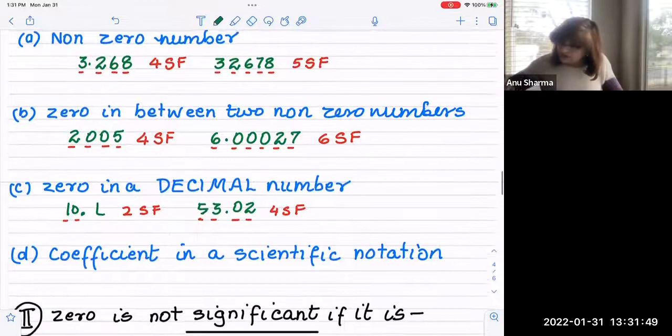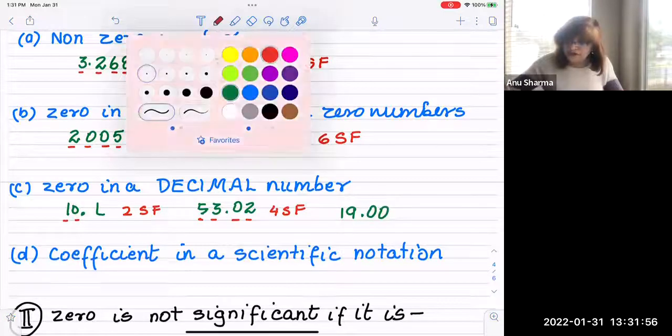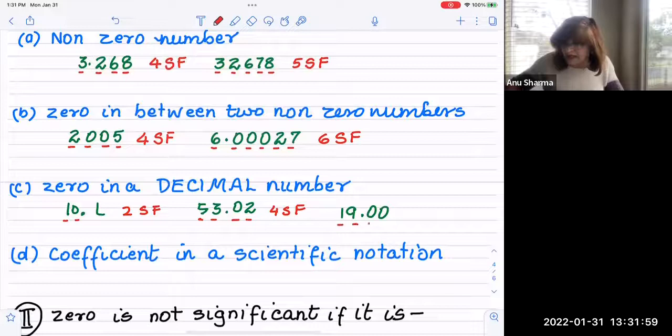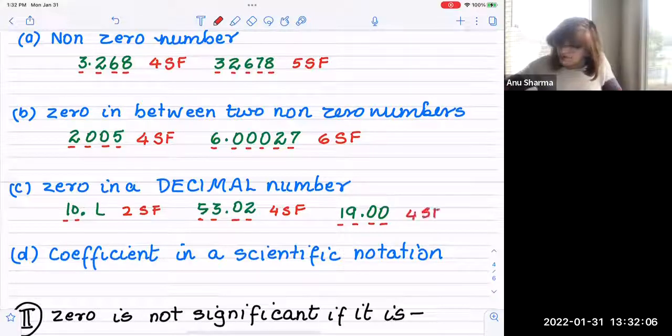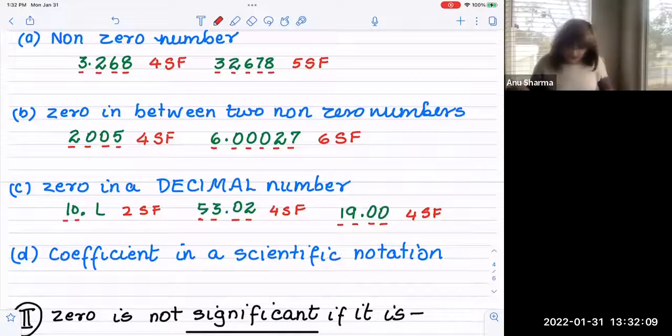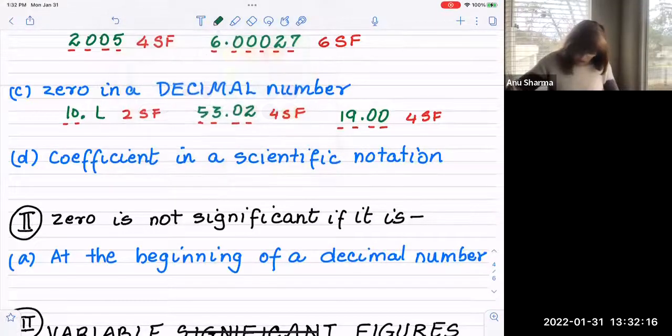Okay, anyway, so let's look at this number. You have 19.00. In this case, when you're doing the measurement, it should be exactly 19 and 2 places after the decimal. Nothing more, nothing less. So in this case, we have 4 significant figures and so forth. Then the coefficients in a scientific notation, those are important. The powers of ten are not counted, but they give a value to the number. So for example, you have a number 2.8 times 10 to the power 5 meters.